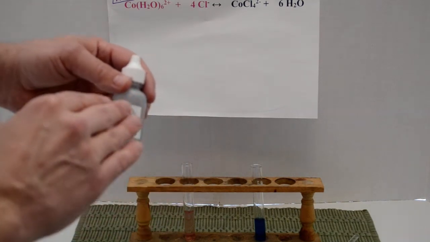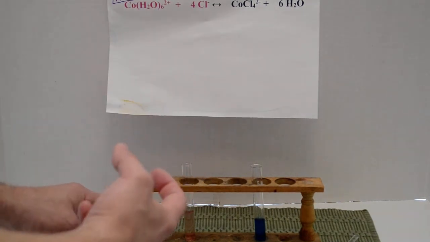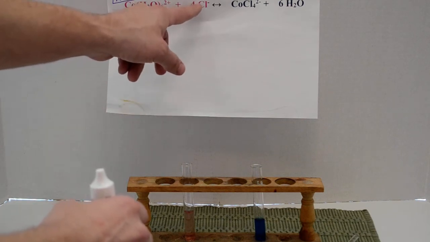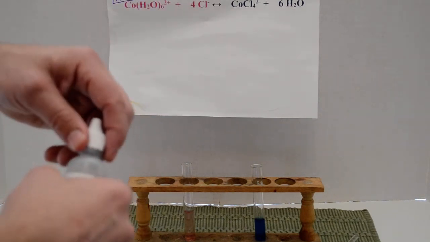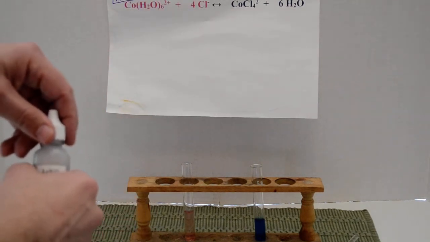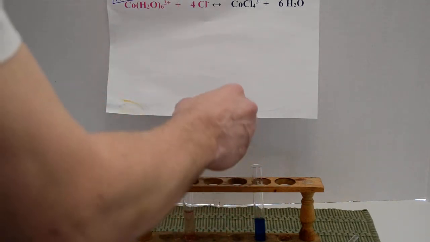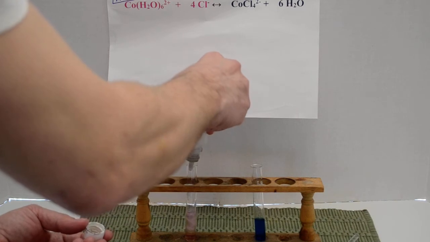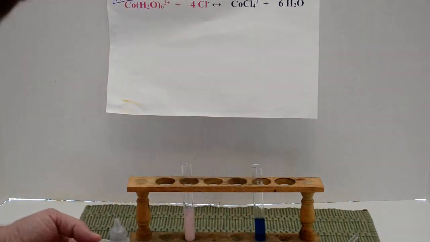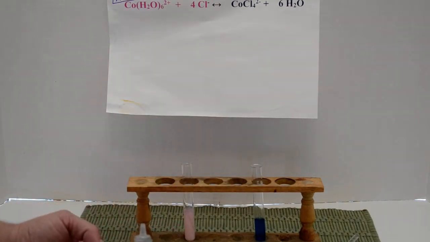So essentially when I add silver nitrate, I'm not adding something. What I'm really doing now is I'm removing Cl- ions. So now let's see what happens when we remove Cl- ions. So let's add some of the silver nitrate to the pink tube first. And we see all that white silver chloride precipitate forming. But the color still stays pink here.